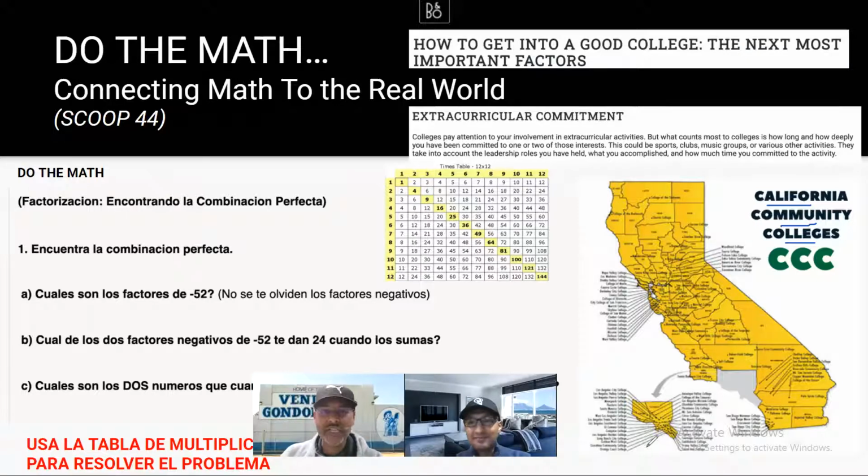I can't find El Camino College, but it's somewhere here. So I'll just do a big old circle. El Camino College is somewhere in there. I teach there too. So yes, it's my favorite community college. Moving on.